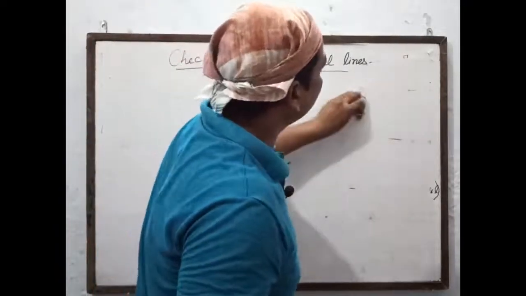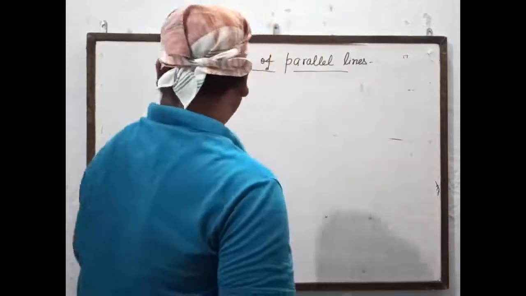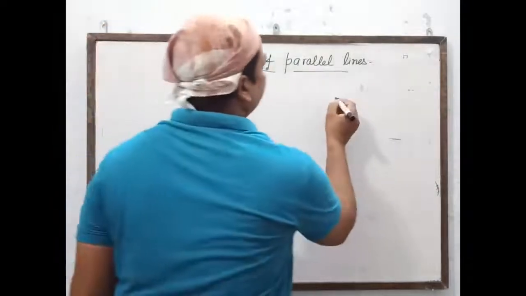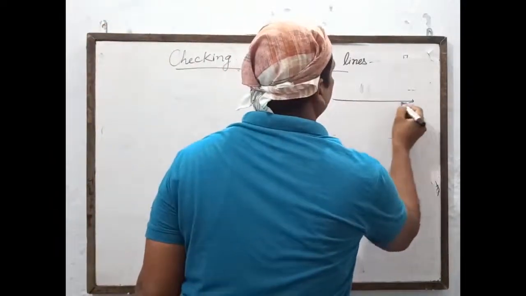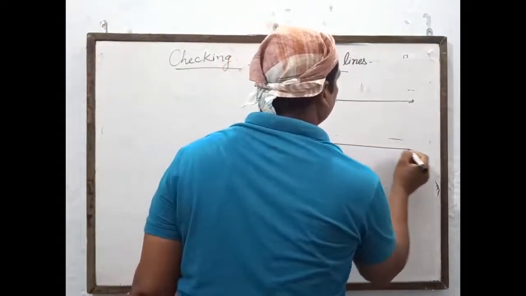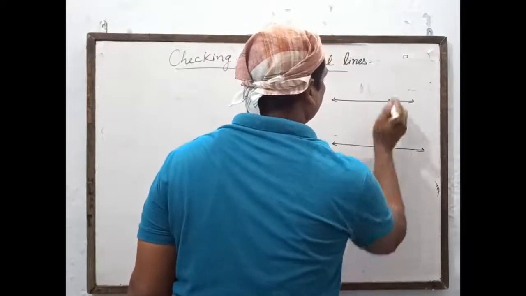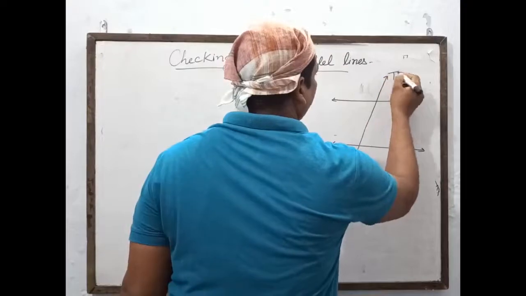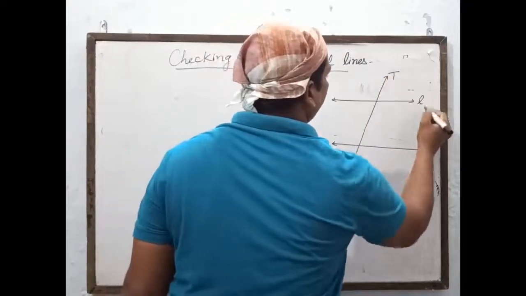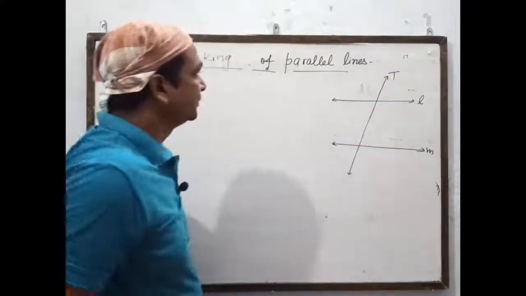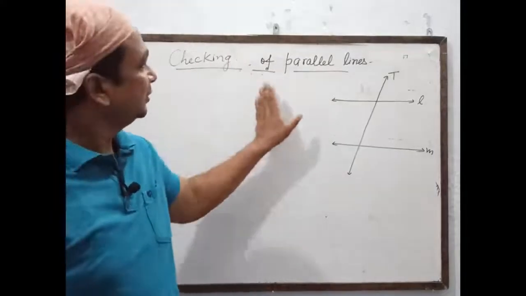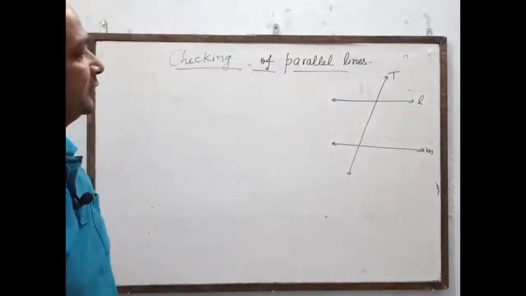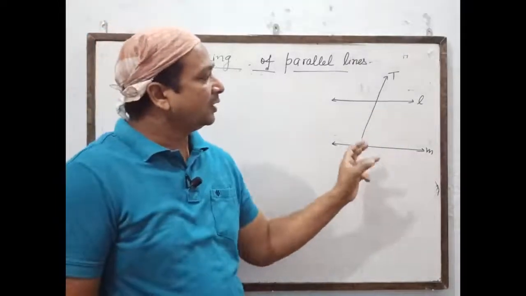How many ways can we check in a transversal whether the intersected lines L and M are parallel? Here we are not given that these two lines are parallel. We have to check whether L and M are parallel or not.